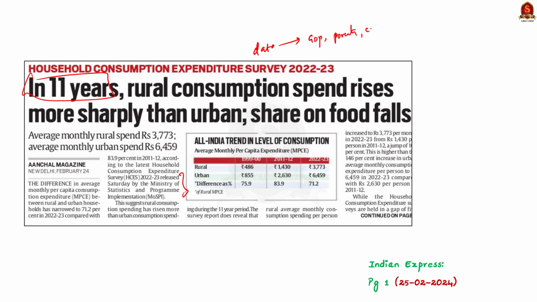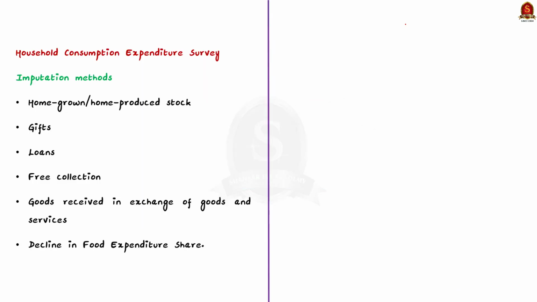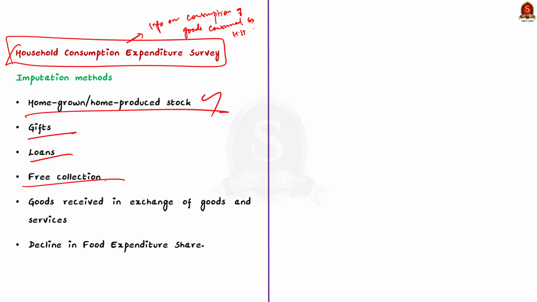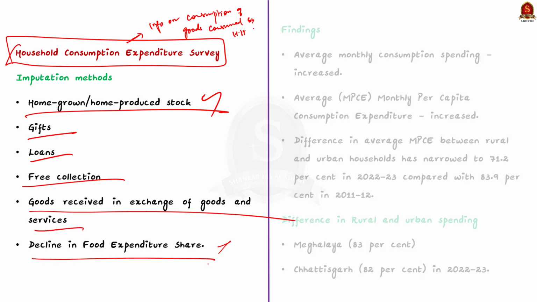Now let us discuss the findings of the survey. Before that, we should know about this survey. The Household Consumption Expenditure Survey is a survey that collects information on how households consume goods and services. This survey also collects information on household characteristics and demographic details. Now let us see the imputation methods used by this survey. They are home-grown or home-produced stock, secondly gifts, thirdly loans, fourthly free collections, fifthly goods received in exchange of goods and services, sixth decline in the food expenditure share. These are the parameters on which the survey is conducted.